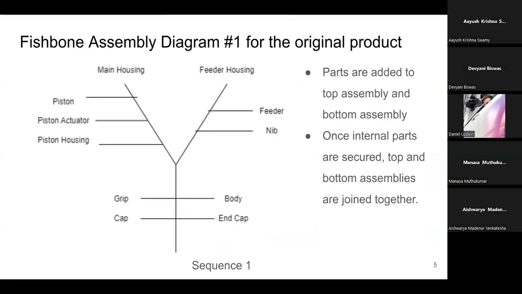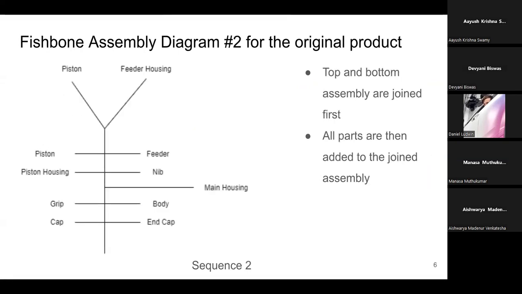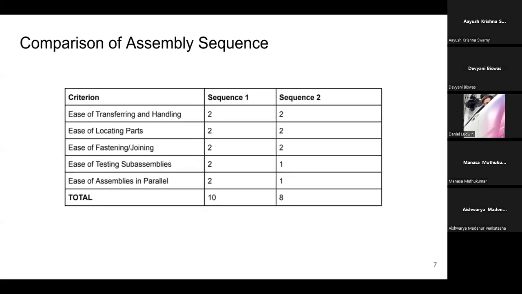Two fishbone assembly diagrams were created for the original products. The first fishbone assembly diagram describes two separate housings having their subassemblies built onto each other before joining. The second assembly diagram involves these assemblies being joined together first before all subassemblies are added onto these parts. These two assembly sequences were compared numerically, and it was found that the first sequence was better because of the ease of testing subassemblies and the ease of creating these subassemblies in parallel.